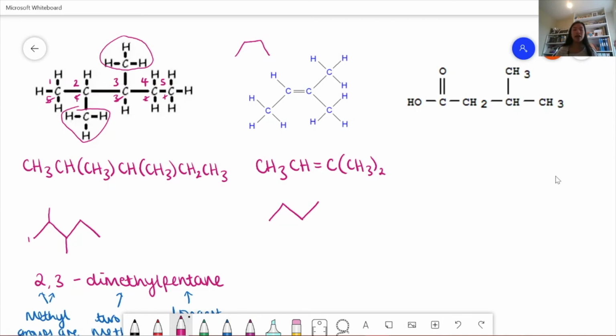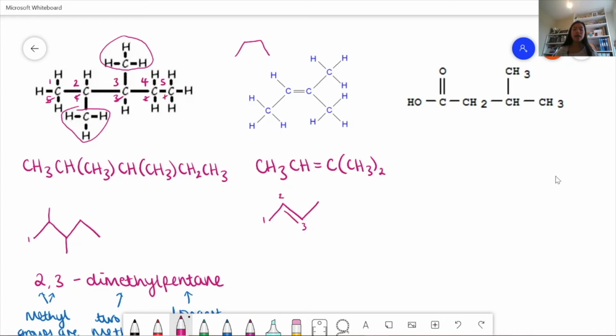And so now that I've drawn that, I'm now going to put in the double bond. So the double bond is between the second and the third carbon. So we have the first carbon here, the second carbon here, and the third carbon here. So the double bond must be here. So this is how we draw it.